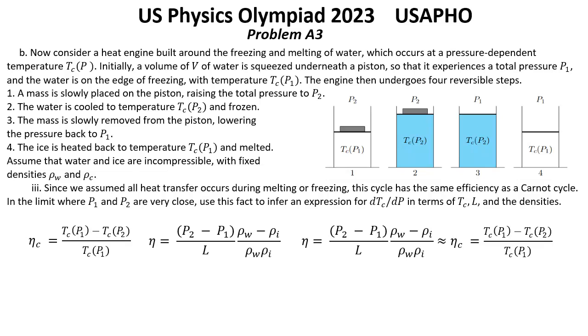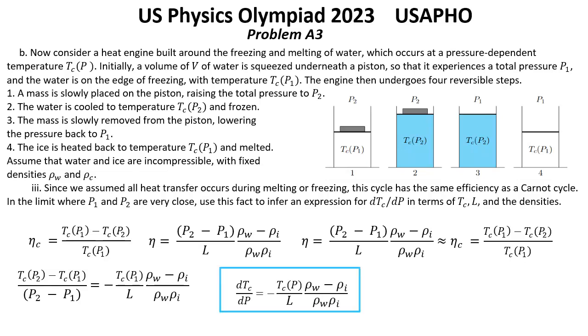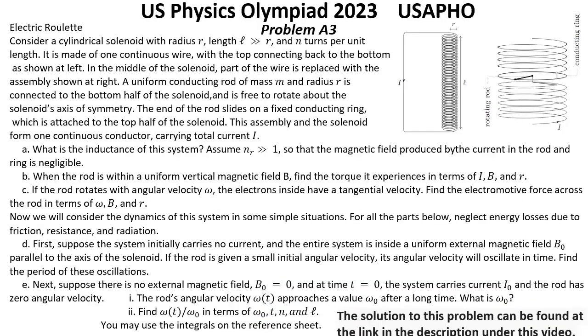Now, combining, we can write this expression, and for P1 going to P2 we have as a limit the first derivative of temperature by pressure equal to this expression. This was the solution for question 3 part B, and here we finished the discussion of problem A3.